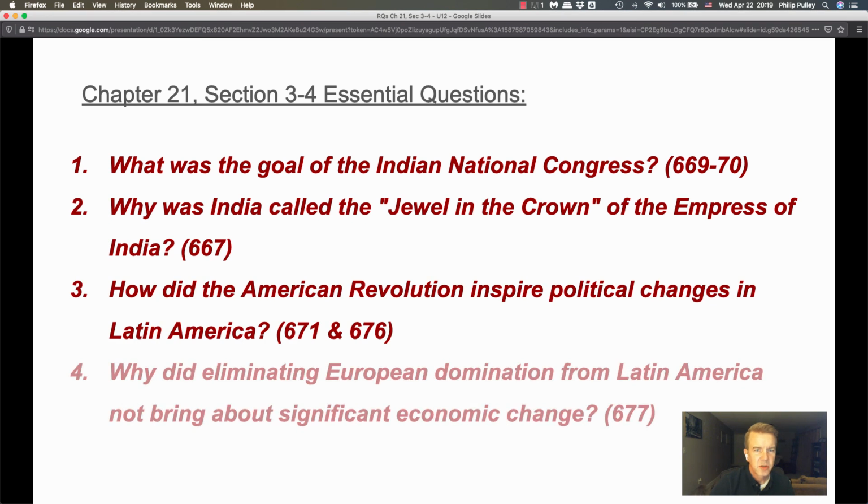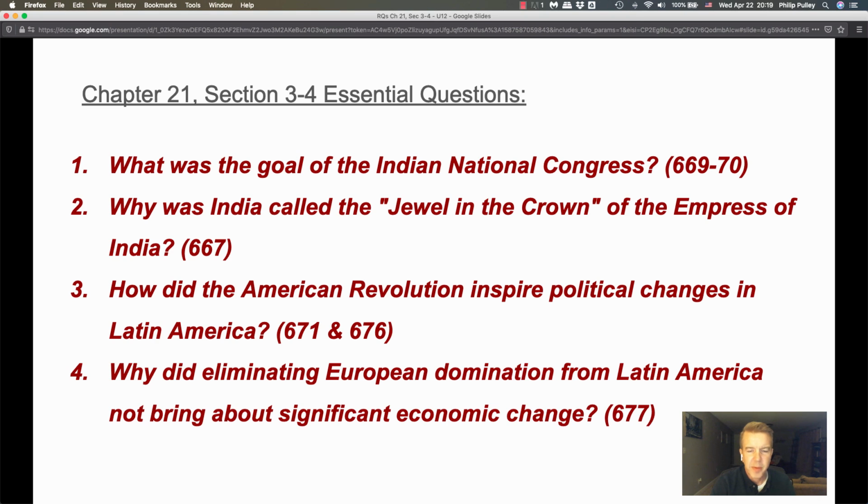Our questions. So the goal of the International Congress was to get independence from Great Britain. India was called the crown jewel and the Empress of India. They're making tons of money selling materials to them and using them as a supply force for their cotton, which they take back and weave into materials from the Industrial Revolution and sell all over the world. The American Revolution inspired political changes in Latin America. They see us as being something that they want for themselves as well.